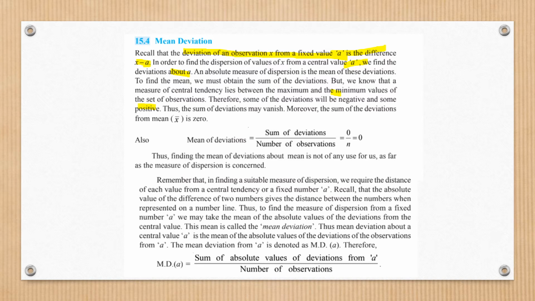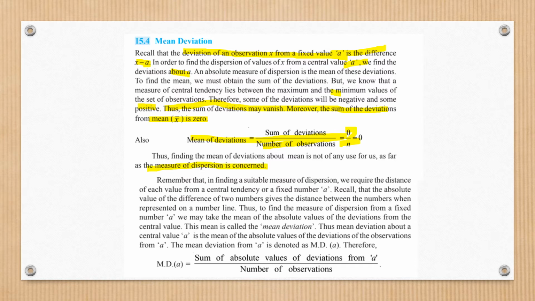You know that in most questions the middle one was where the assumed mean was taken, it is 0, and above it were negative values and below it were positive values. So you find that if the sum is taken, the sum turns out to be 0. So the mean of deviations is the sum of deviations upon the number of deviations, and if it is 0 by n, it will be 0. Therefore, finding the mean of deviation about the mean is not of any use for us as far as the measure of dispersion is concerned.